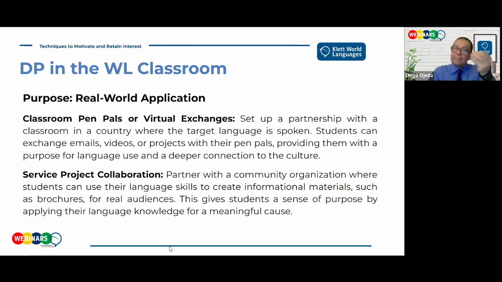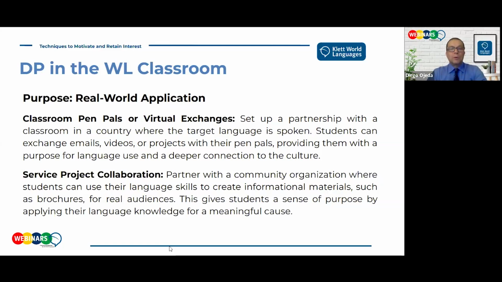We can set up pen pal exchanges with teachers within our city, state, or country. So we can do that easily. And if you are active on social media, you can ask questions. You can say, hey, I'm interested in opening a pen pal project with my Spanish 2 students. Anyone interested? And I'm sure that this is going to happen. The opportunity is going to open.